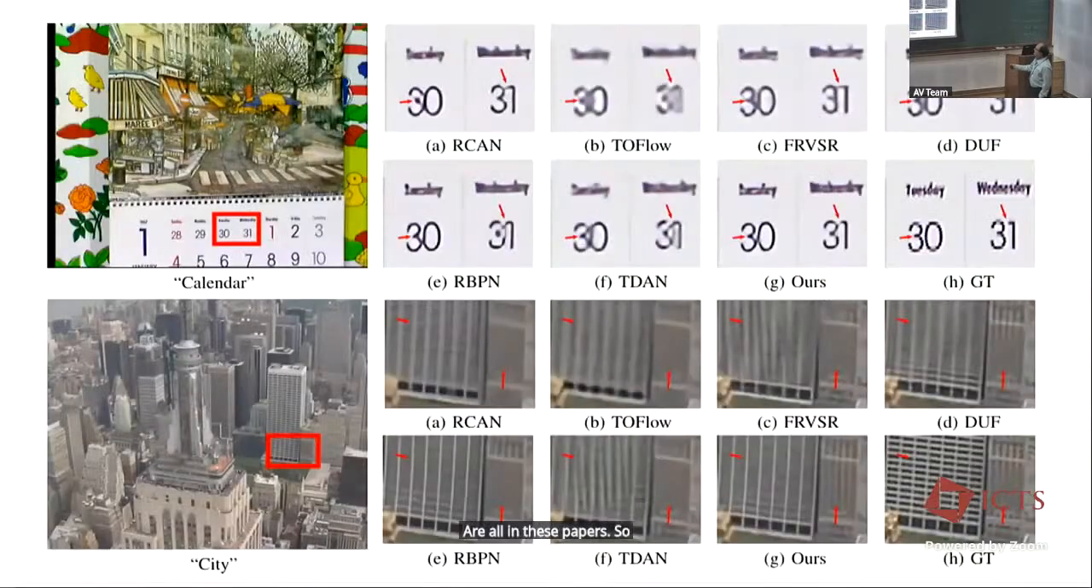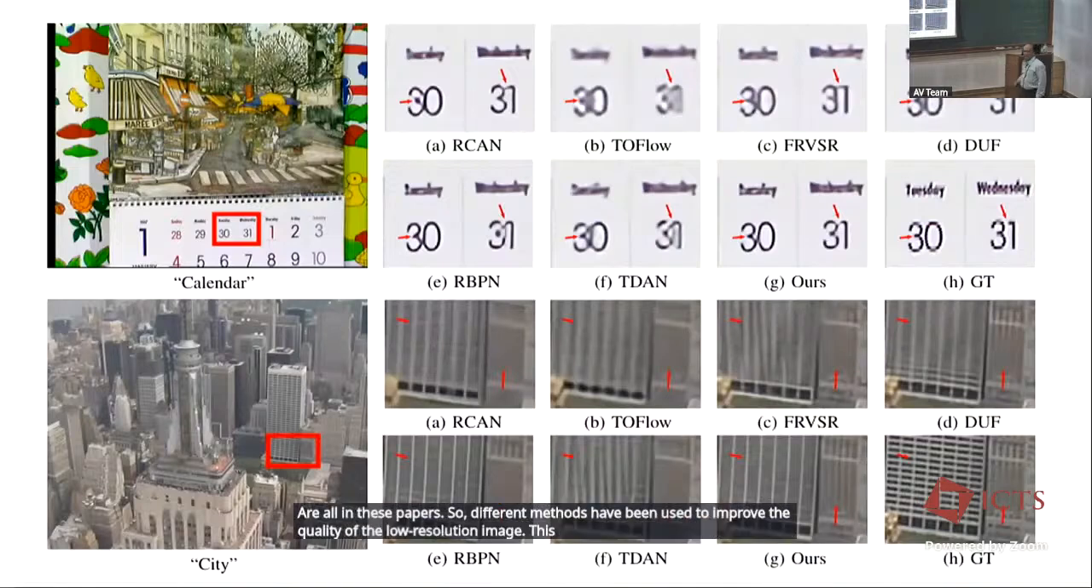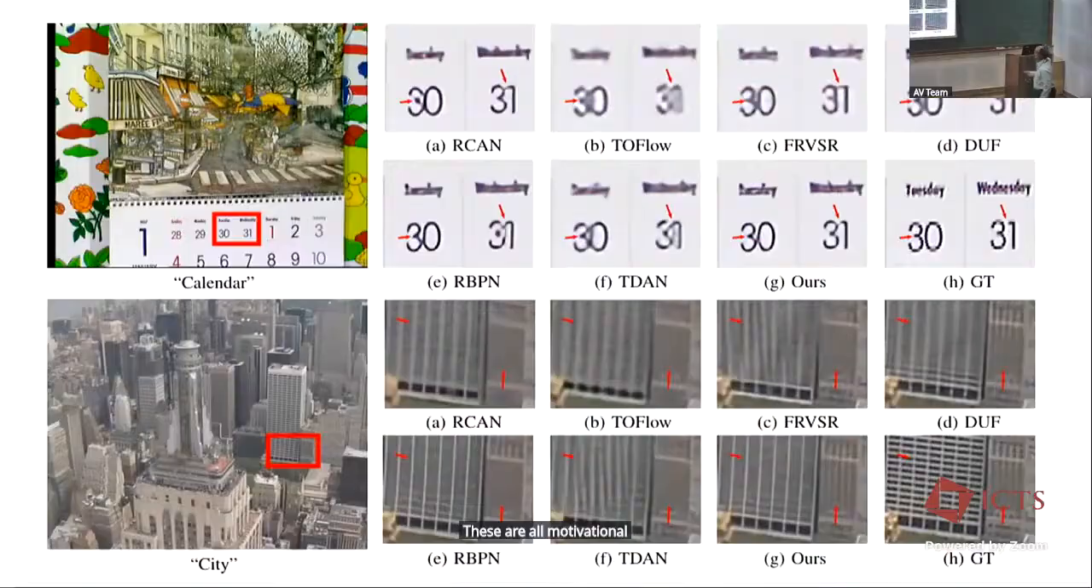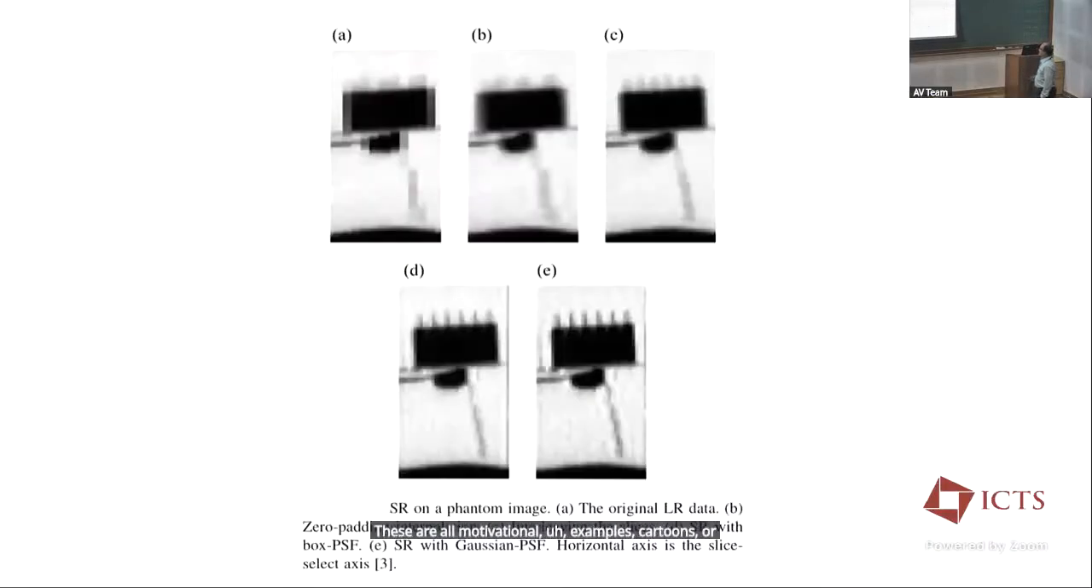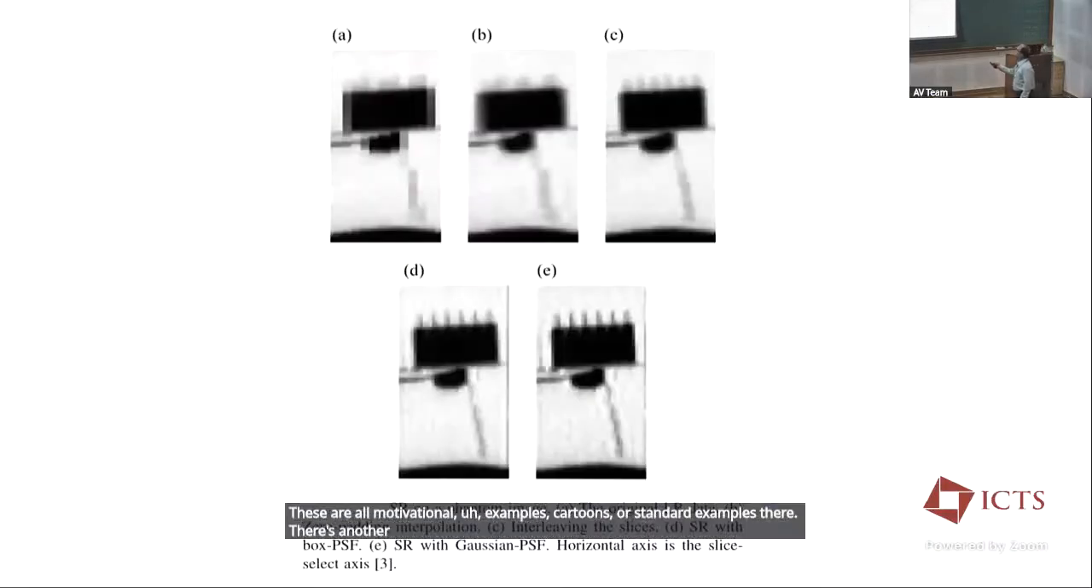The algorithms and details of the methods are all in these papers. Different methods have been used to improve the quality of the low resolution image. This is a standard thing, and then we try to see which of these are really better. There are metrics; we will come to metrics subsequently. These are all motivational examples, cartoons, or standard examples. There's another very nice example. This is the low resolution image, and you would like to recover all these fins which are coming out nicely, and different methods are used here.